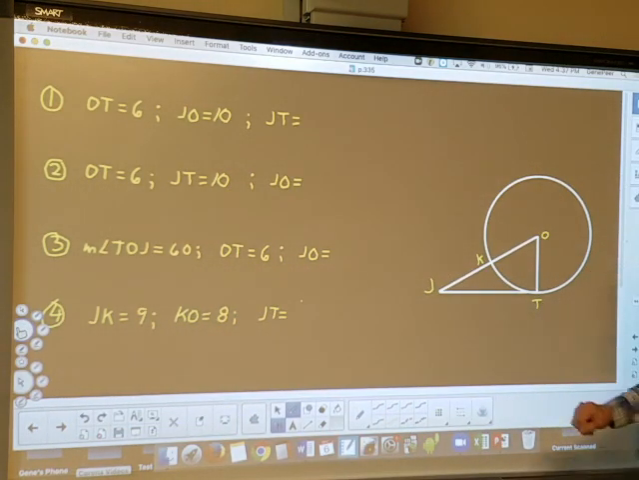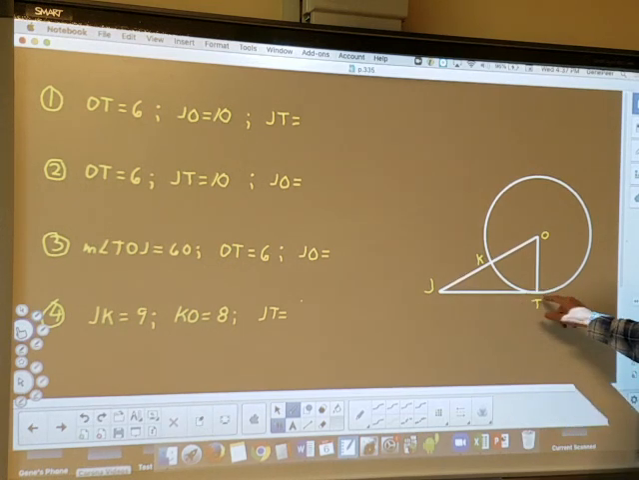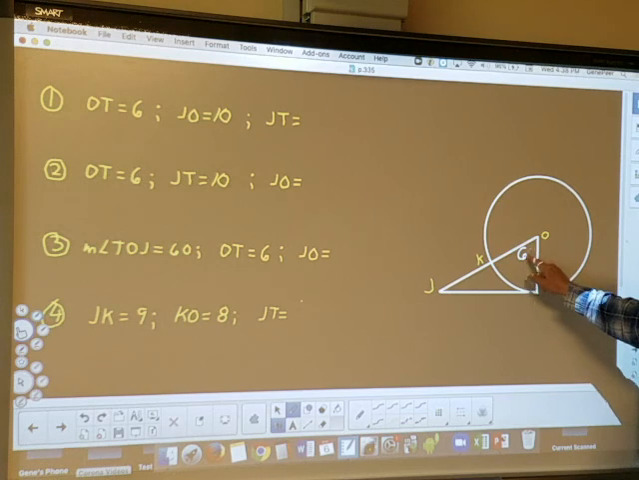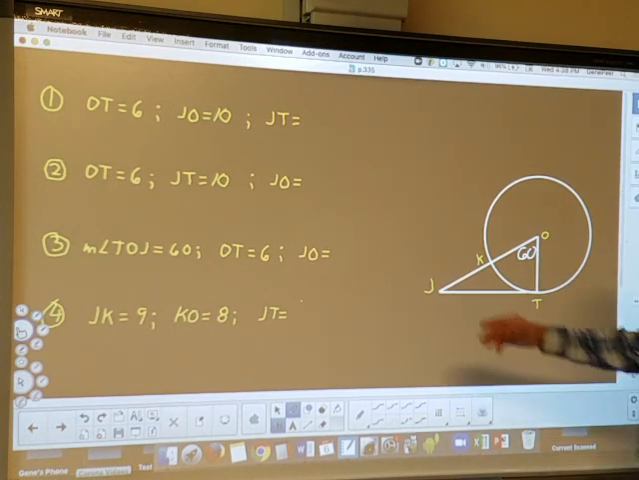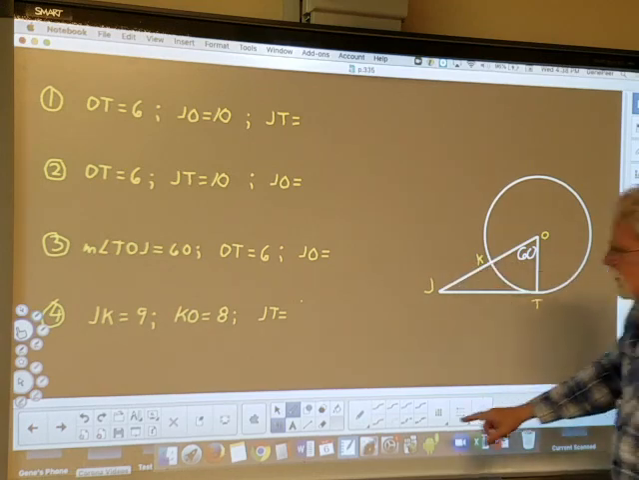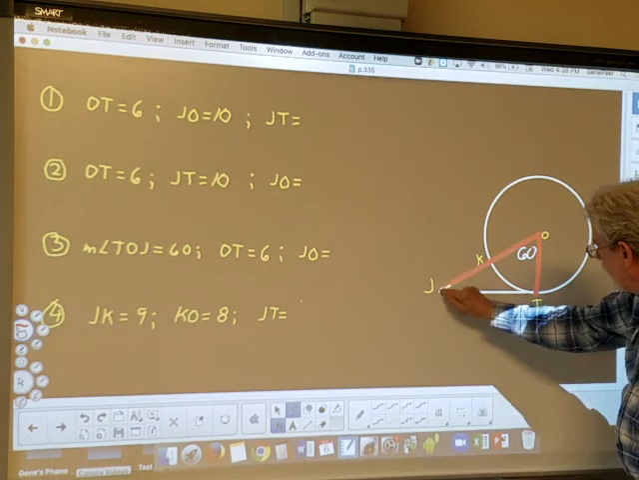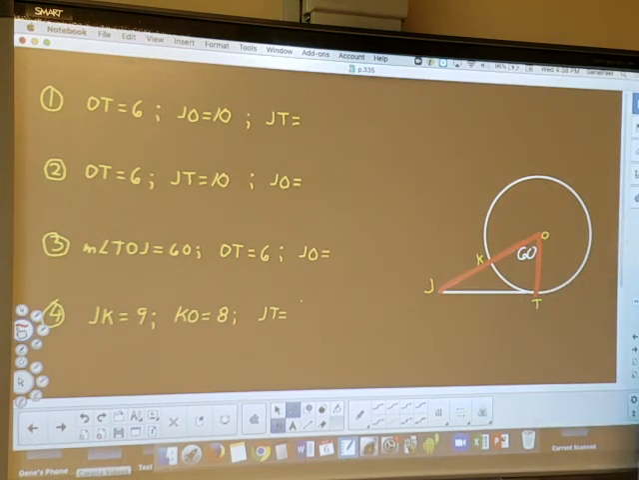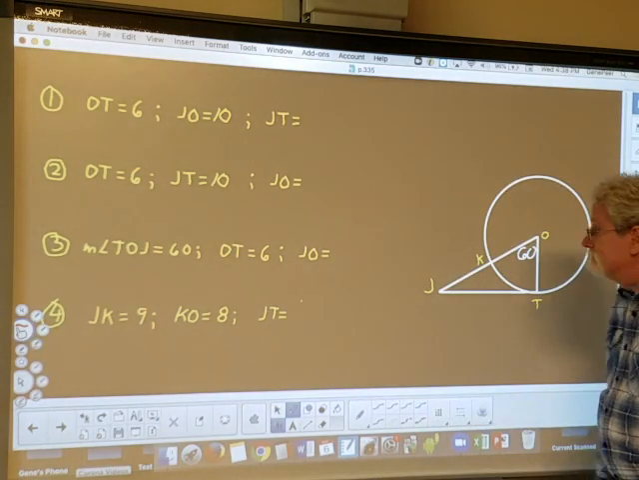For number 3, we've got what? The measured angle TOJ is 60. I never have been able to find angles like that. Oh, we'll just trace out the letters TOJ. Start at T. Go to O. Go to J. There's your angle, 60 degrees. That's all there is to it? Yeah, that's all there is to it.